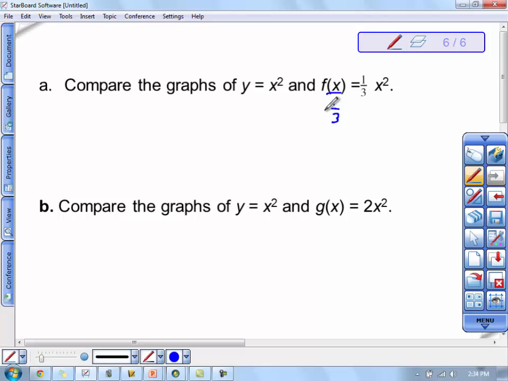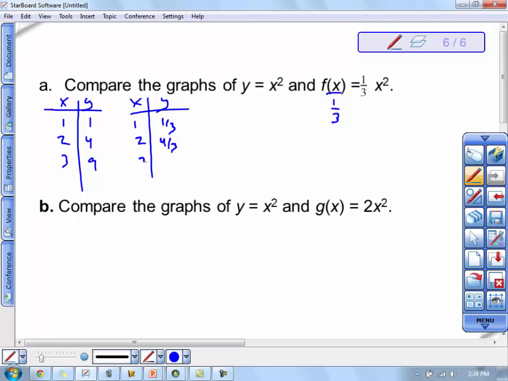And if you're not sure which one it is, once again, you can make a table real quick. The table for the original function, x and y, would be, you plug in 1 and you get 1, plug in 2 and you get 4, plug in 3 and you get 9. The new function, when you plug in 1, you get 1/3. When you plug in 2, you get 4/3. When you plug in 3, you get 9/3. So you can see that these points were originally here, and now they're like this for the parabola. So you can see that this is a vertical shrink.